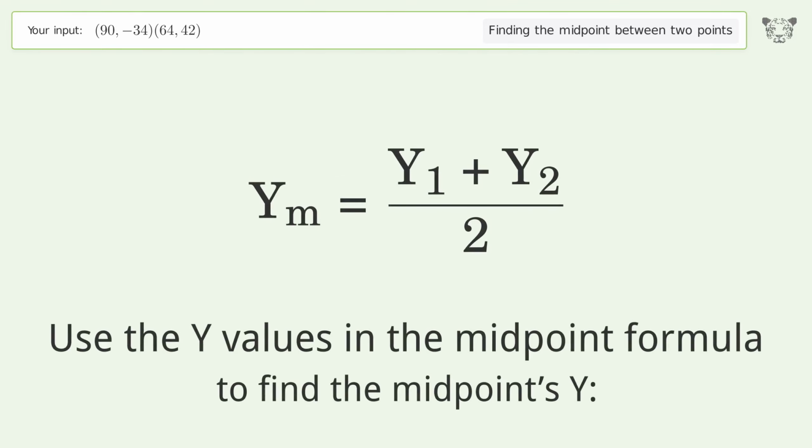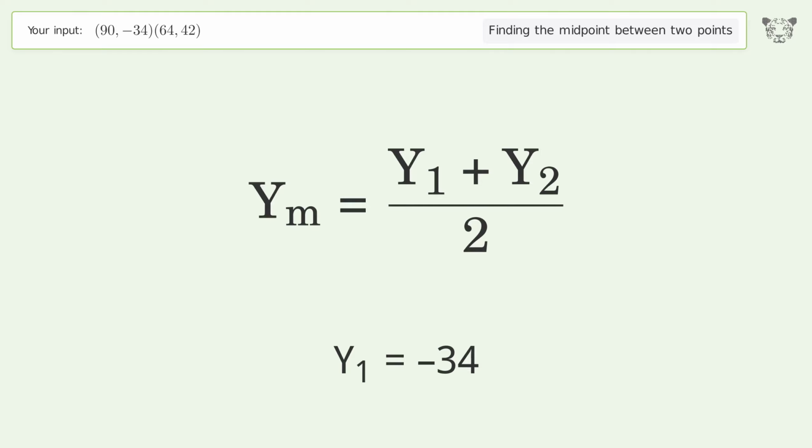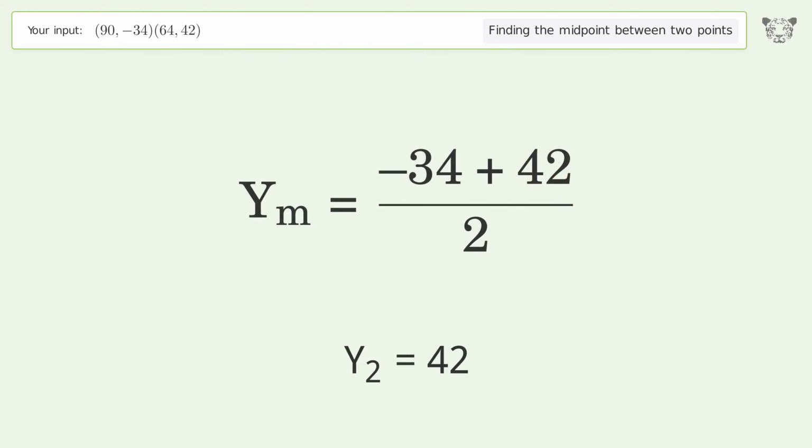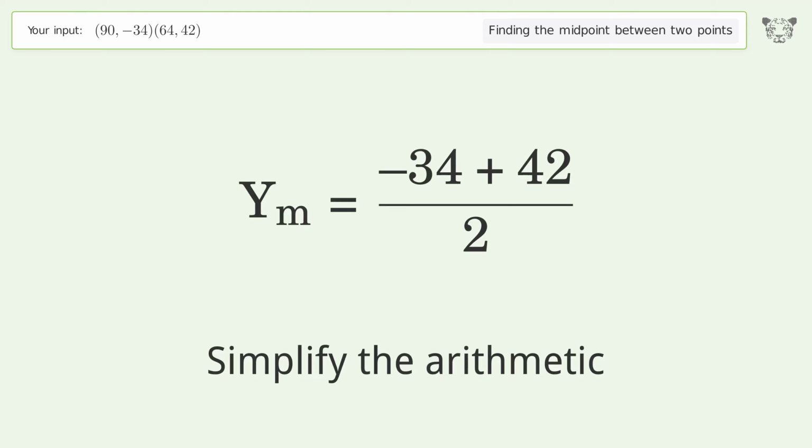Use the y values in the midpoint formula to find the midpoint's y. y1 equals -34, y2 equals 42. Simplify the arithmetic.